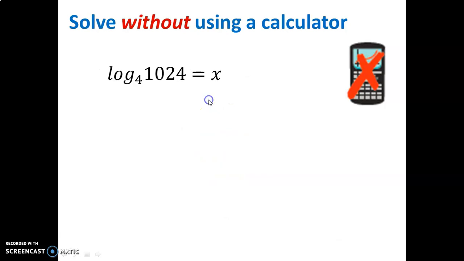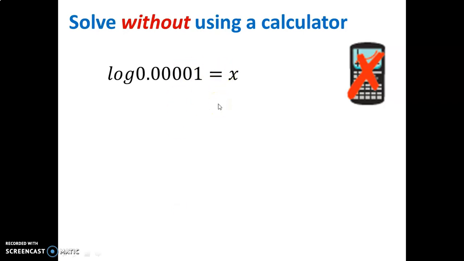Let's try another one. How about this one? Okay, so change it to exponential form, 4 to the x equals this value. Now you're thinking, well, 4 to the x, that means maybe this is 4 to some power, because we're not allowed to use a calculator. Okay, so what power of 4 would that be? Well, if you investigate a little bit, you'll see it's 4 to the 5th power. And then now that tells you right away that the exponent must be 5. x is 5.